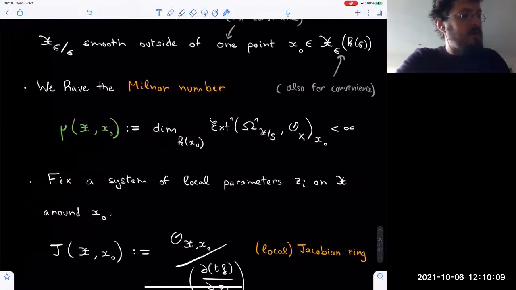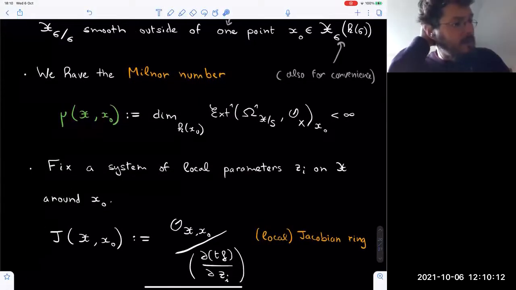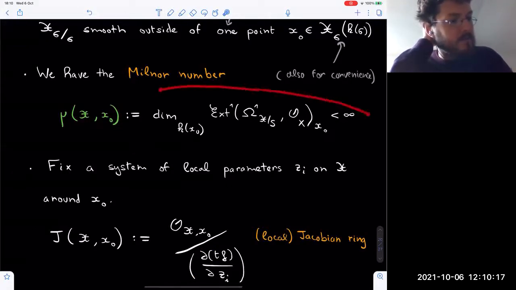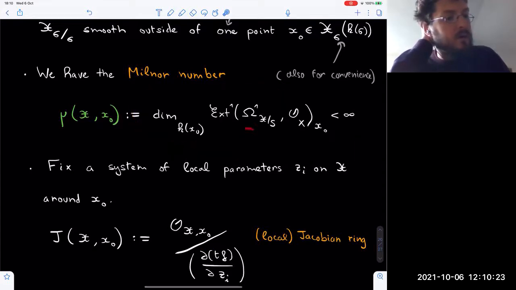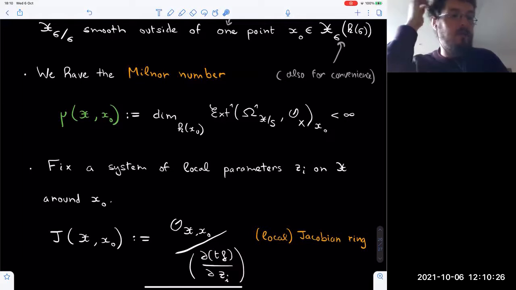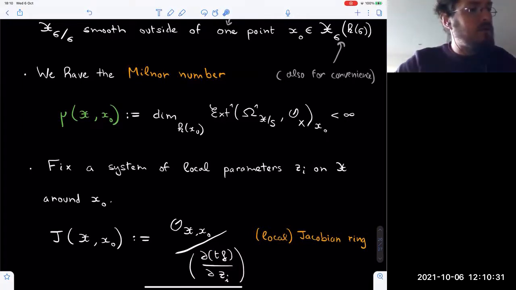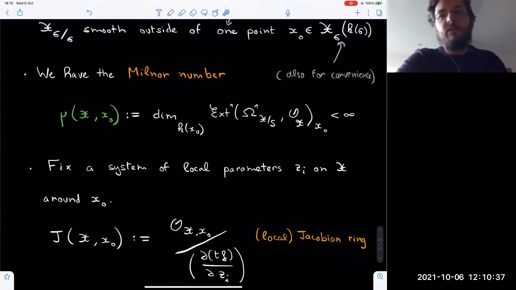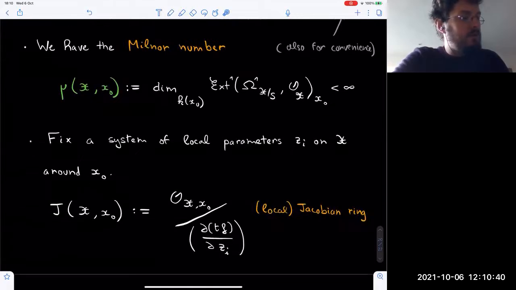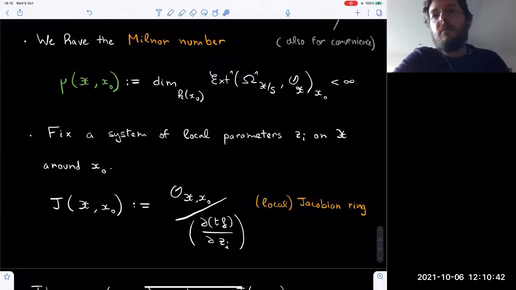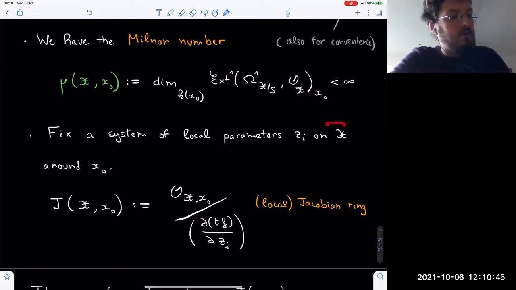So in this situation, you have what's called the Milnor number of the singularity, which in general has a definition which is maybe not so enlightening, but at least the thing to notice is that it's a purely coherent definition. It's just in terms of coherent cohomology or coherent sheaves on X, so it should be a sheaf of O_X-modules. There's a more enlightening definition, which you can see if you fix a system of local parameters on your regular total space around the singular point.